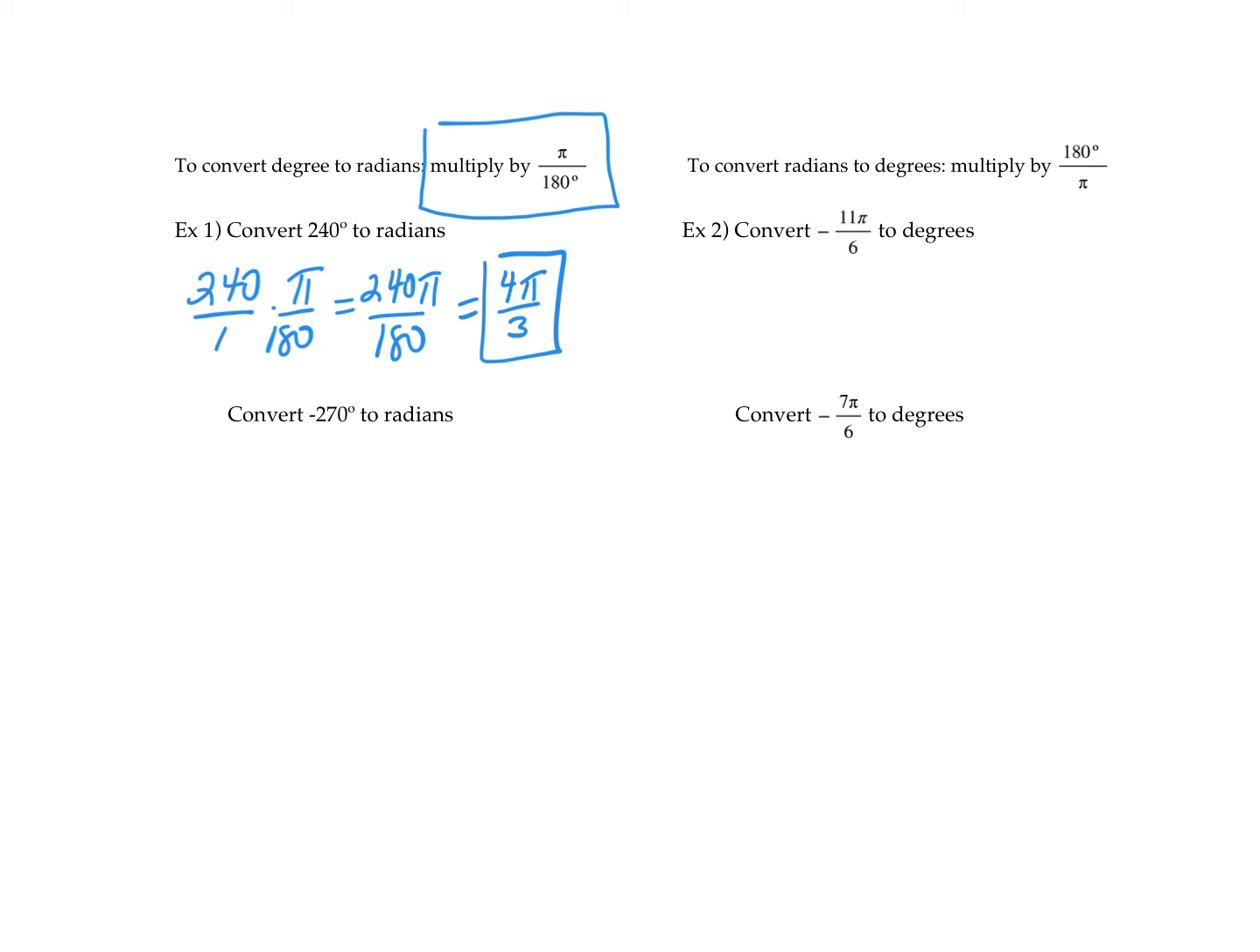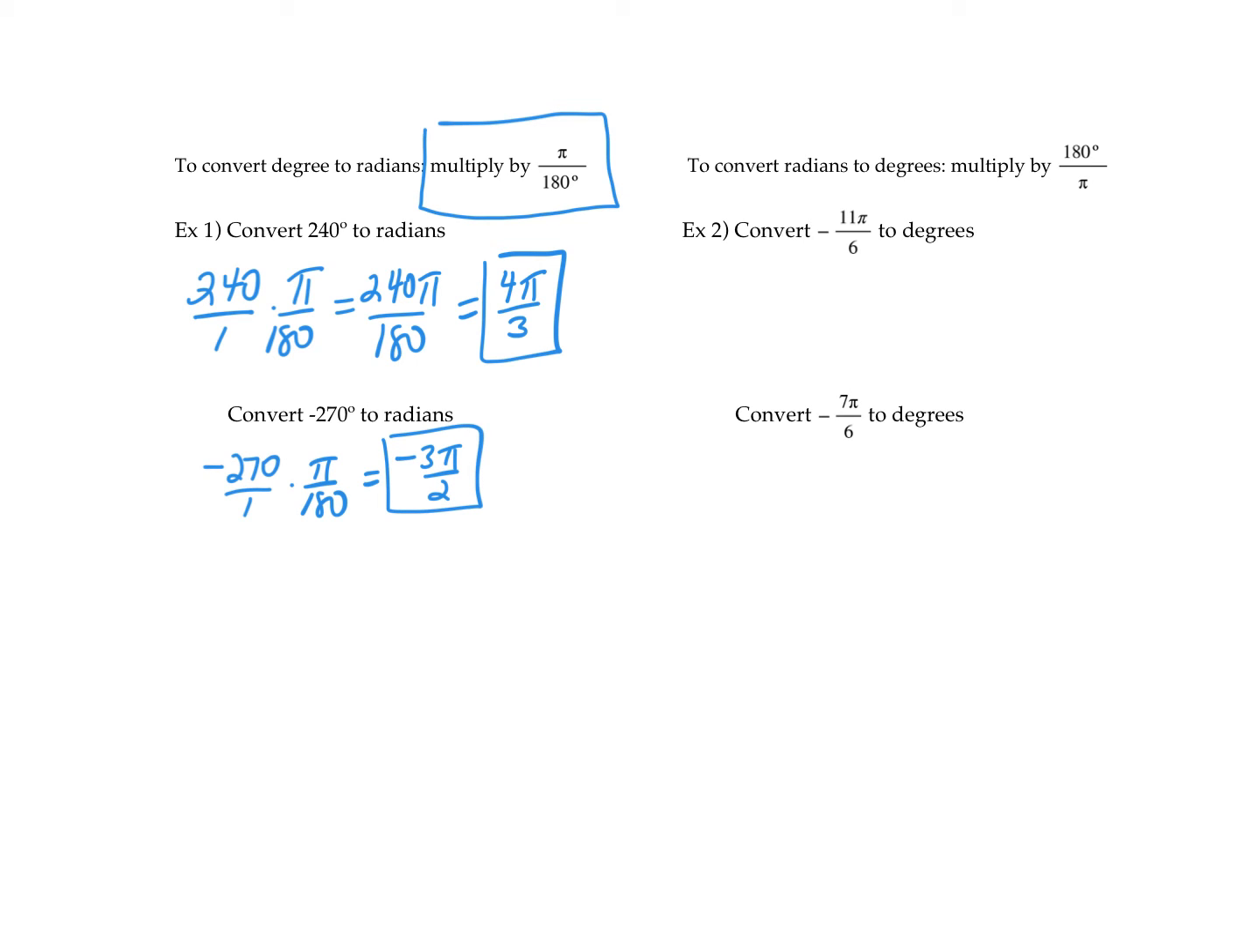Okay, negative 270, getting converted to radians. You might be able to do it without writing the fraction if you think about what you know about positive 270 degrees. So we have negative 270 times pi over 180 for the conversion. And I'm just going to go ahead and reduce it and divide by 90. So we get negative 3 pi over 2.